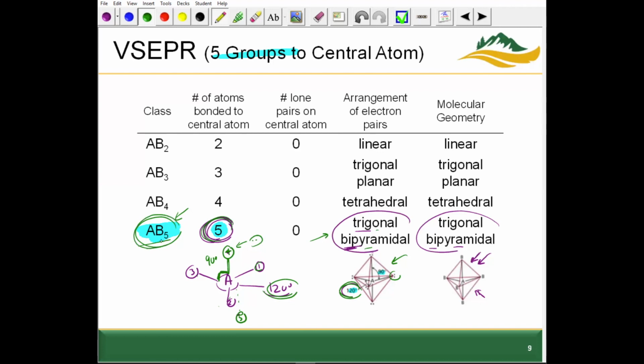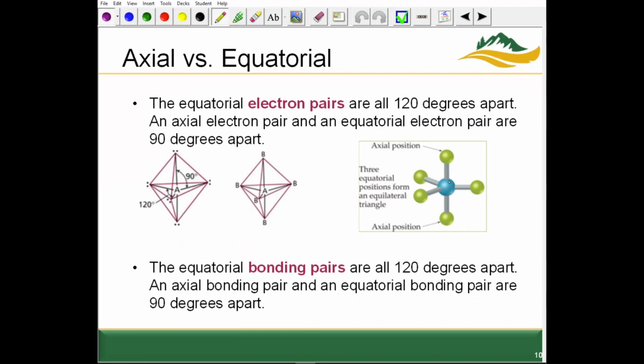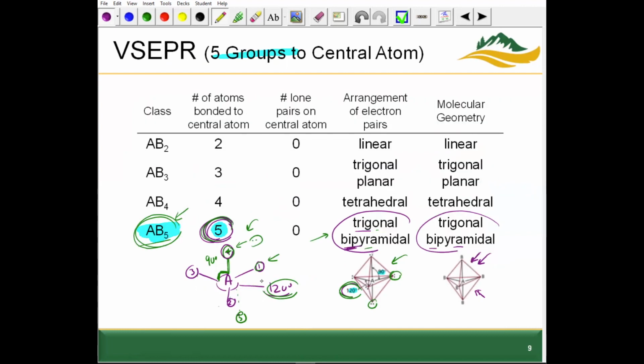Before we look at an example of AB5, I want to talk about what these groups are called. These groups are called something different than these groups. The groups going up and down from a central atom are called the axial positions. If you think about a globe, for example, rotating on its axis, this is an axial position and this is an axial position. In my drawing here, this is an axial position and this is an axial position. So the ones going up and down from the central atom.